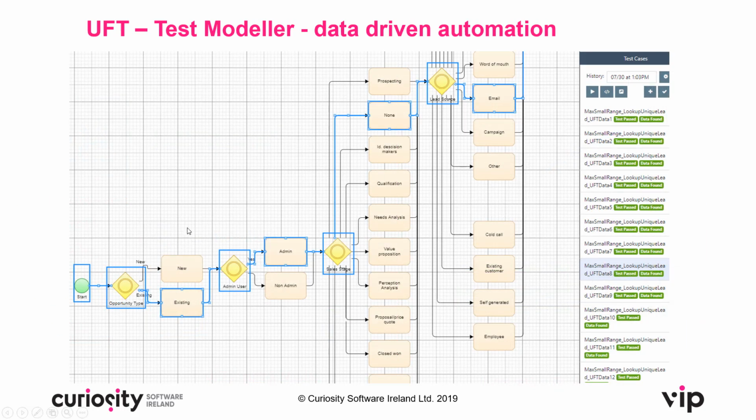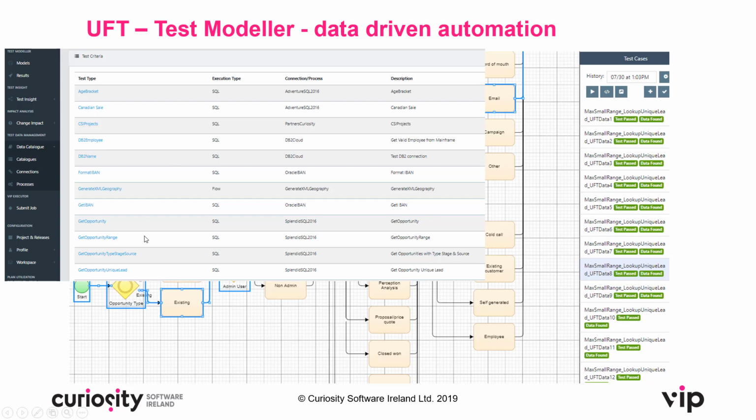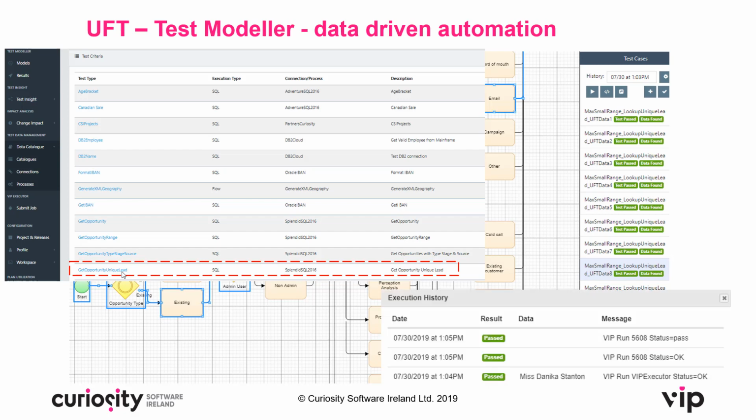So this is an example of the model, and what you'll see over here is that we have data found for the model, and we have a data catalog. For the example I'm going to show you, you've got get opportunity unique lead, and we need to attach that so for each test case we're going to have a unique person associated with them so we can find each data later. And then what will happen is you will see, once the data allocation has run, that for the particular test case, in this case, we've allocated Miss Danica Stanton to the test data.